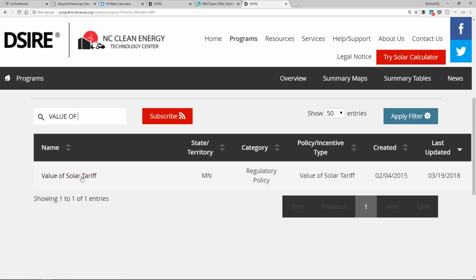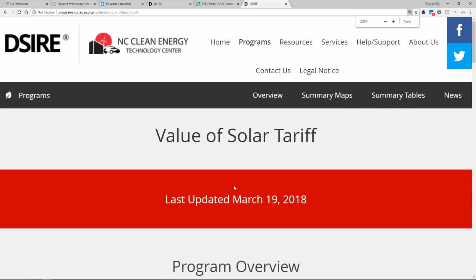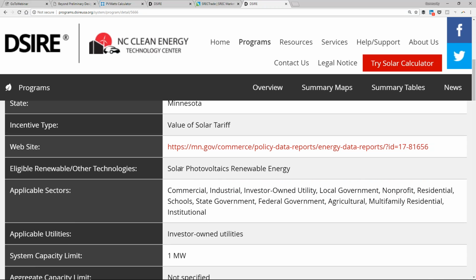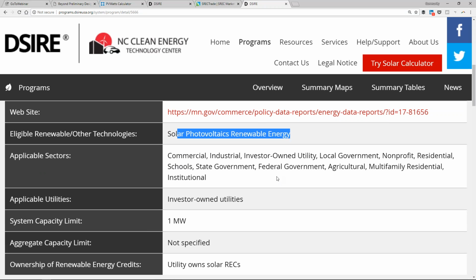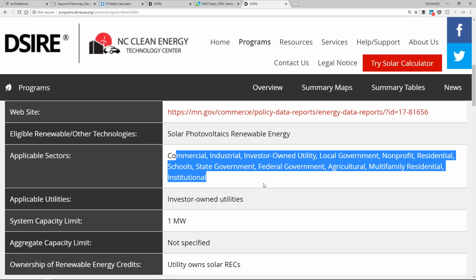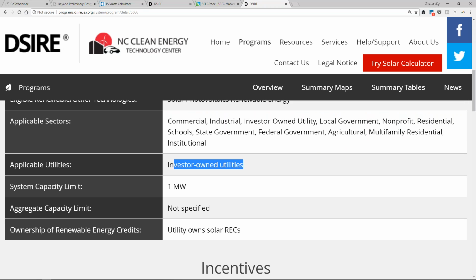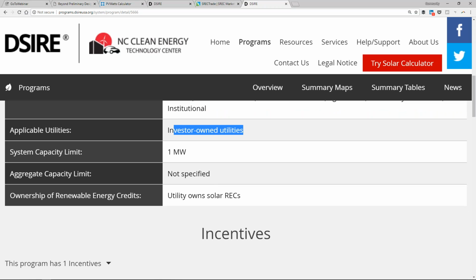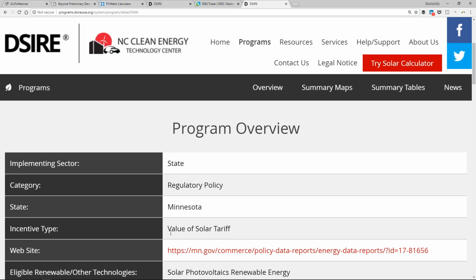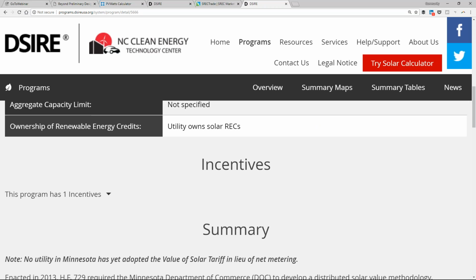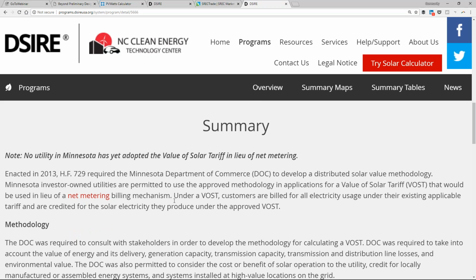So here's Minnesota's value of solar tariff. And it's for solar PV, kind of applies largely across the board, only to investor-owned utilities, not to electric cooperatives, for a 1 megawatt system. And it defines right here that the utility owns the RECs. So to participate in this value of solar tariff, the utility gets the renewable energy credits.